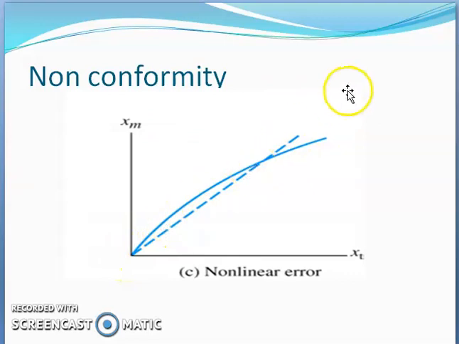Now coming to the graph, the dotted line is the ideal value, but the practical value deviates all over the entire range of the output. There is no constant factor in it. This is called non-linearity, non-conformity error.